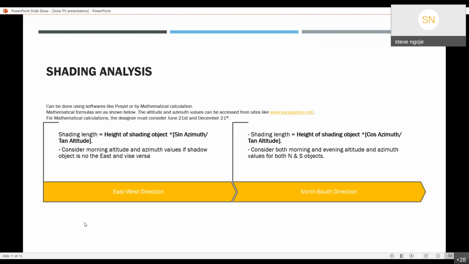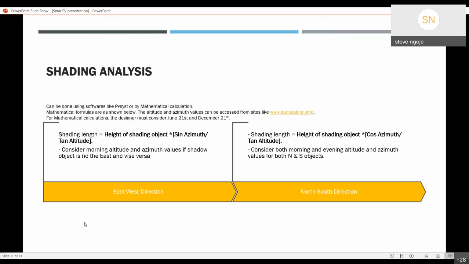In the evening, at around 5, you want to concentrate at around 5, when the sun is going down. Or if it is a setup where maybe it's a company and they close at 4, you can then consider values at 4. So depending on the shading length that you get, you have to then give a clearance. The first module has to be cleared at least that length from the shading object.